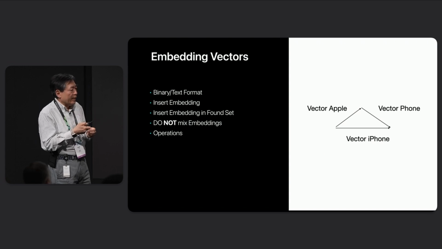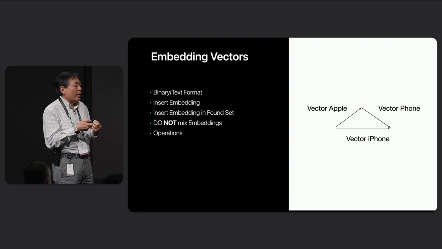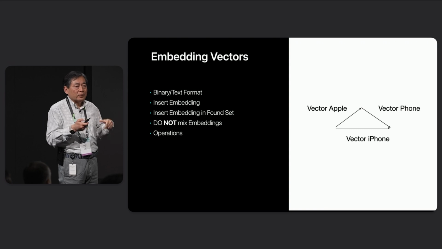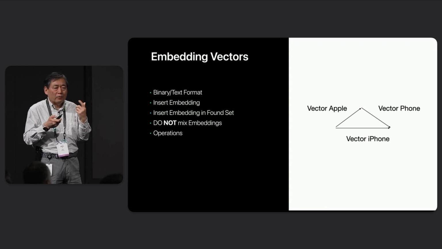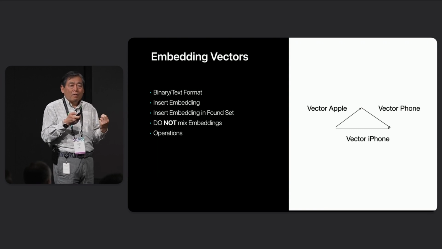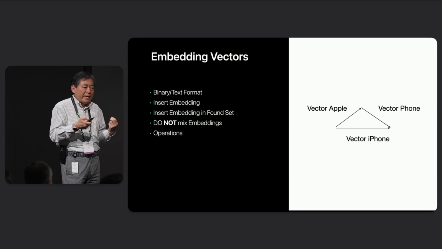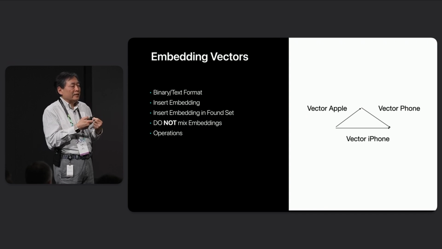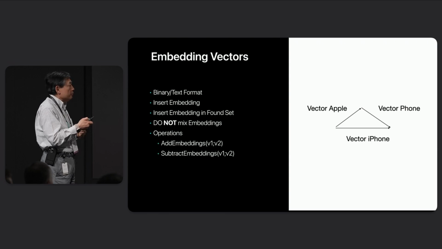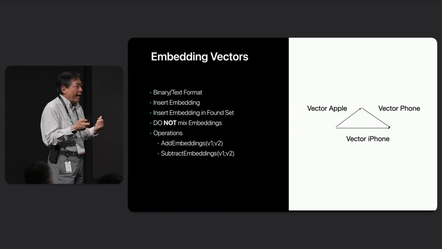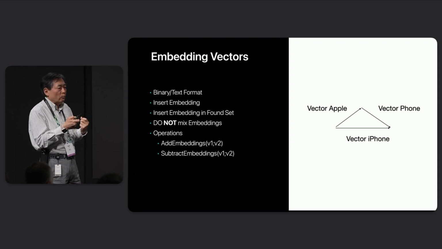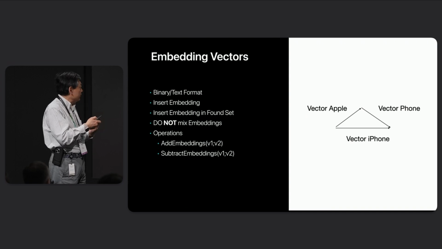So here is a simple illustration. Embedding vector Apple plus embedding vector phone will be very close to embedding vector iPhone. So that's kind of close to what people normally think. The same thing, say you have embedding vector king, if you minus embedding vector male plus embedding vector female, that's very close to queen. So we have a two calc function for you, so you can add two embedding vectors together. In the same way, you can subtract one embedding vector from the other.